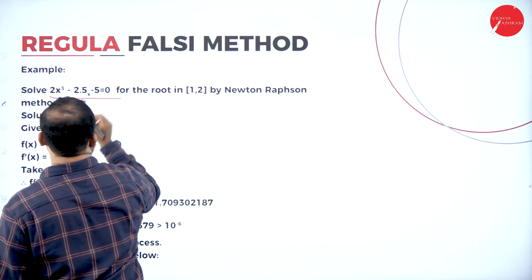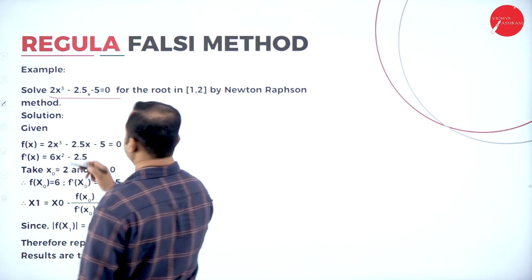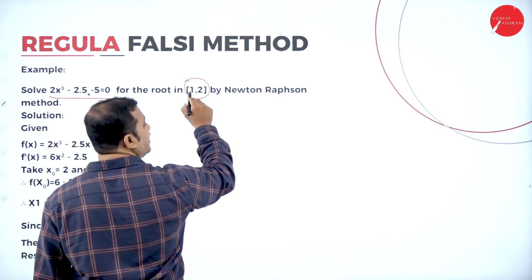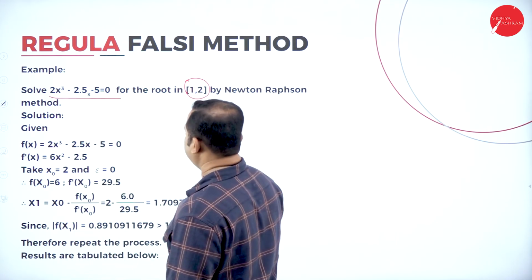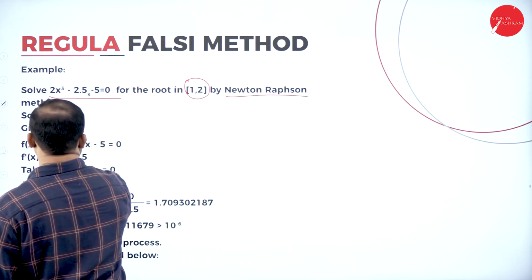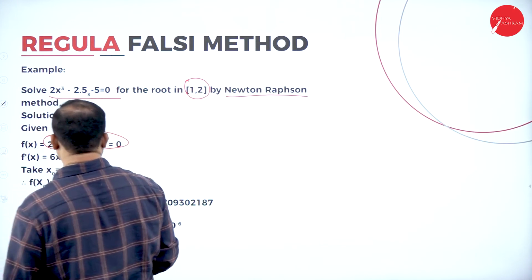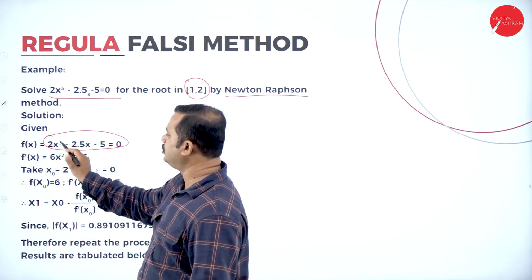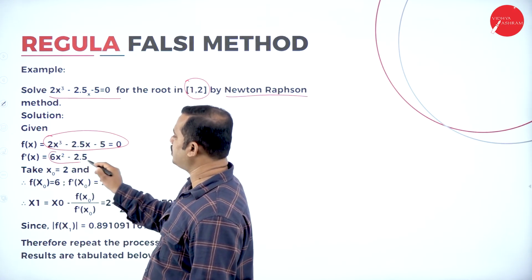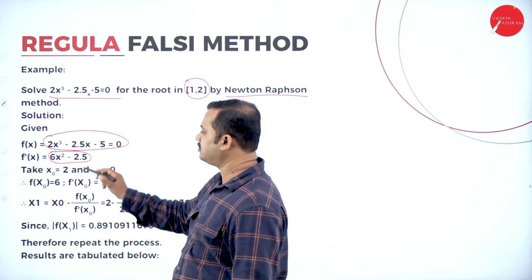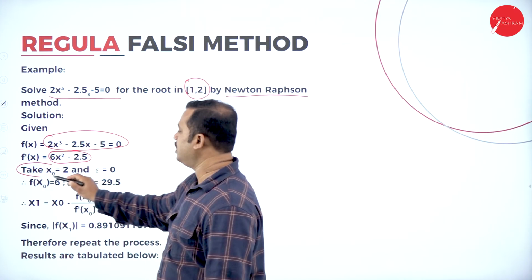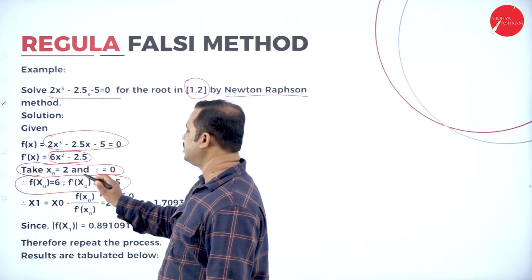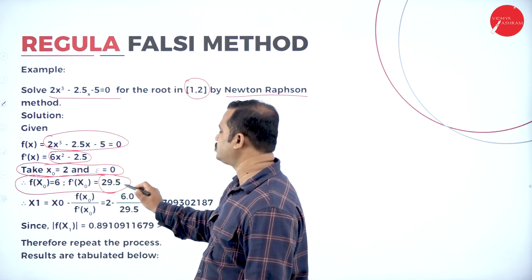Right. See here, this is the equation given here. We have already used this equation: 2x^3 - 2.5x - 5 = 0. The root lies between the interval 1 and 2. By using the Newton-Raphson method, we have this function 2x^3 - 2.5x - 5. After finding the first derivative, f'(x) = 2 times 3x^2, that becomes 6x^2 - 2.5. What is x0? x0 is equal to 2. So f(x0) is equal to 6, and f'(x0) is equal to 29.5.